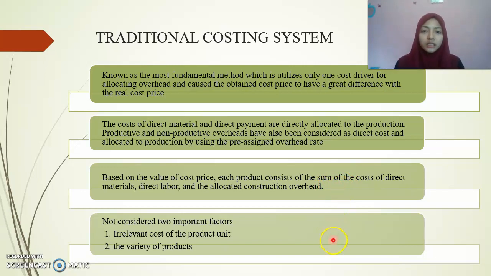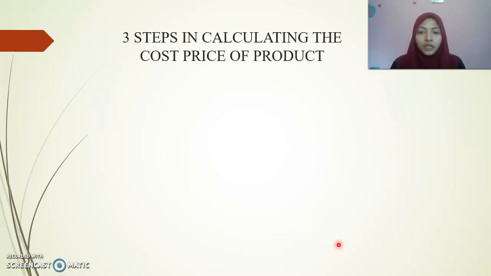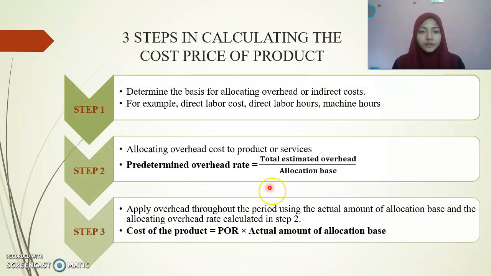The traditional costing system does not consider two important factors, which are the irrelevant cost of the product unit and the variety of products. So it doesn't give exact information about the cost price of products and services to decision makers or managers to make decisions. In the traditional costing system, the cost price of a product is calculated as follows.